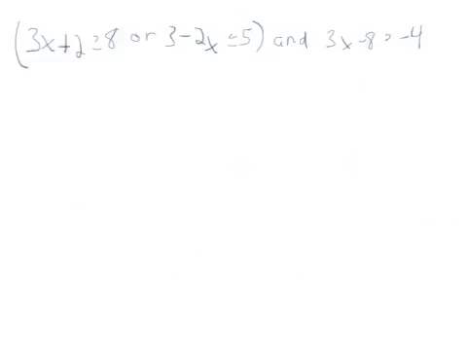In this problem, we are told to solve for x. Now notice we have two parts. We have an OR statement, and that's combined with an AND statement. So let's look at each part individually and solve for each part.